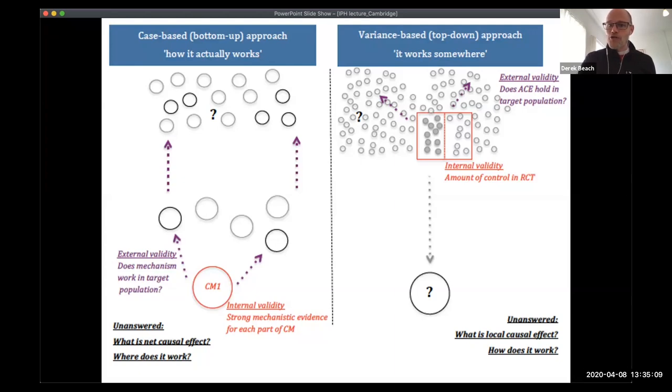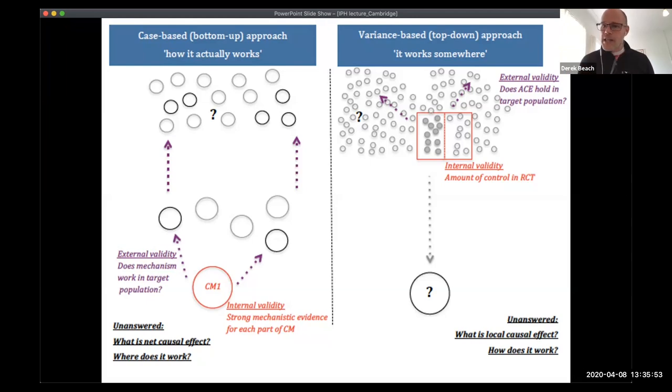In the experiment, of course, you take a sample of cases out of a total population, you give the treatment to some and the control to others, and you investigate the average difference it makes. The level of internal validity, or the strength of your causal inferences, is dependent upon the amount of control that you have in your experiment. The external validity question is, does this average causal effect hold in other samples or parts of the population? And of course, the unanswered question is about local causal effects: what's happening in any individual case?